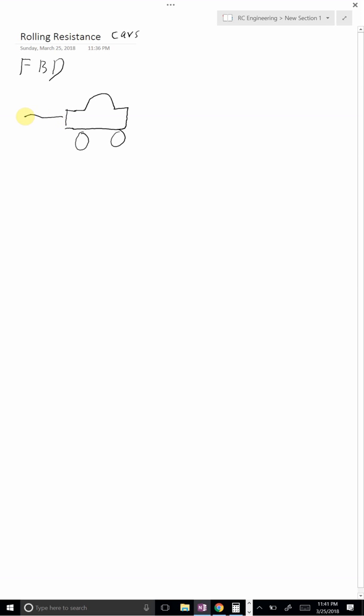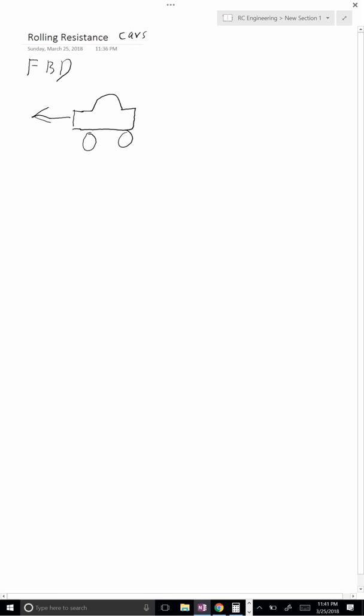We have something going forward, and this is called, I guess you could say, thrust. Thrust is more for planes. This, I guess, we could just call driving force, maybe. Or I could call it a force D, force driving. Then we have two going backwards. One is wind resistance, and the other one is rolling resistance.